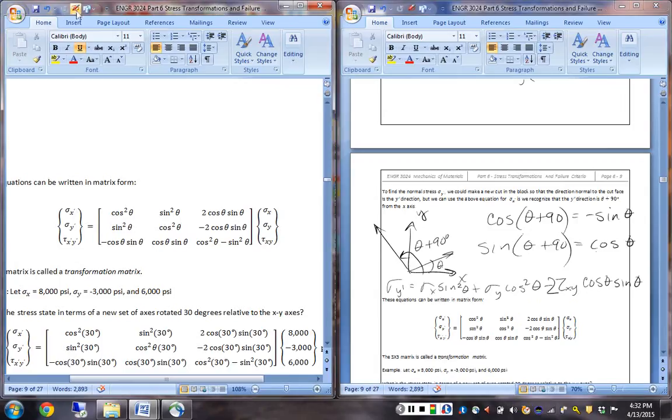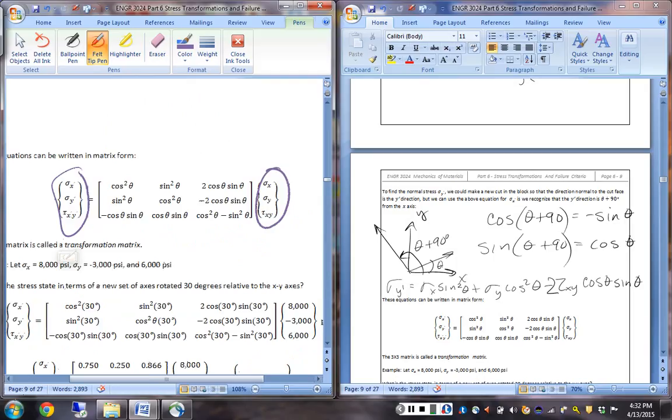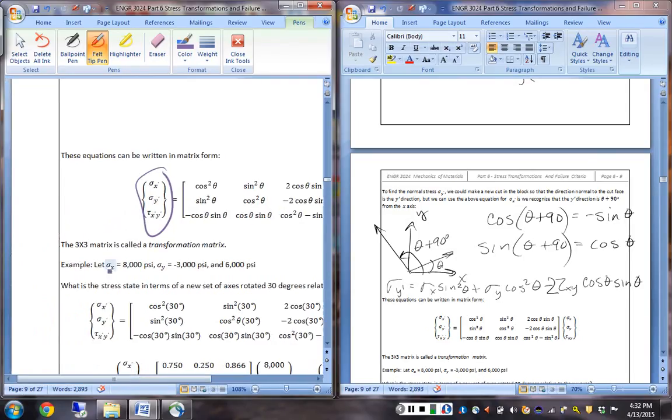You put in your old stress state here, and you do the math, and you get a new stress state here. So here's an example where sigma x is 8,000. This one's going to look a little different. So we have a plus 8,000 here and minus 3,000 here, and there's a tau xy missing. And tau xy equals 6,000.